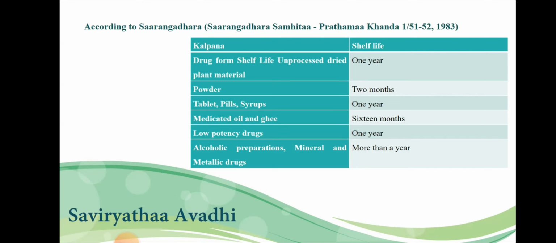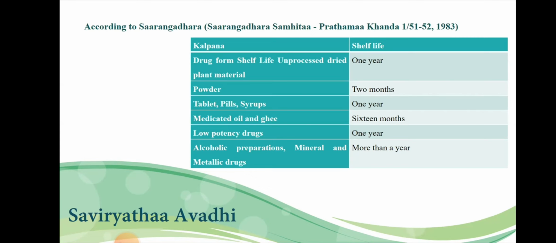And when it comes to powder, it will be 2 months. And when it comes to tablet, pills, syrup, it will be 1 year. And in the medicated oil or ghee, it is 16 years. And low potency Aushadha, Laghupaka, that is 1 year. Godhuma and Yava are the examples of Laghupaka Aushadhi. So the potency of the drug remains 1 year.